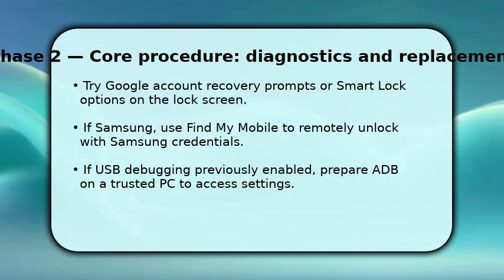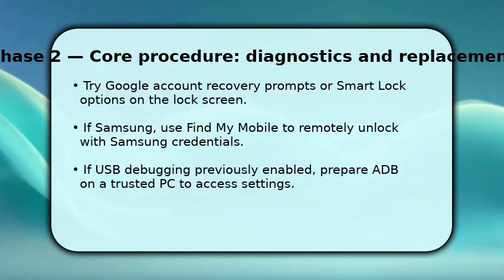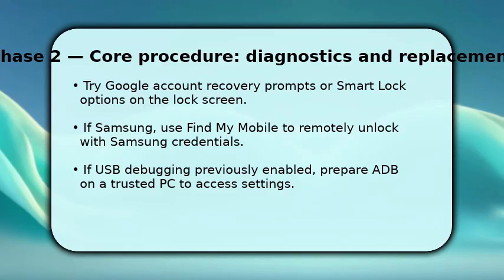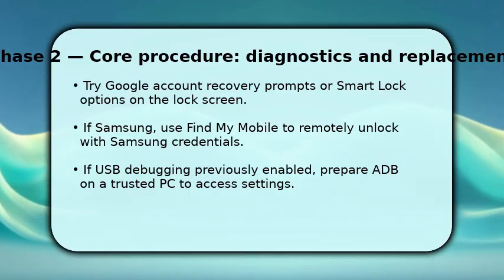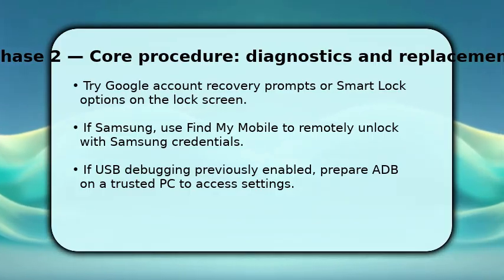If you had USB debugging enabled earlier, connect the phone to a trusted PC and use ADB tools to list or backup lock files. This lets you inspect or restore a previous lock state safely. Stay logged into your accounts throughout.